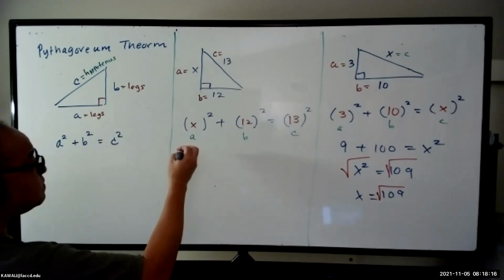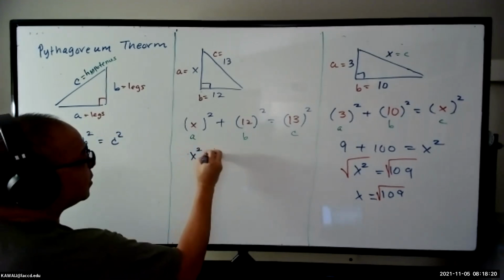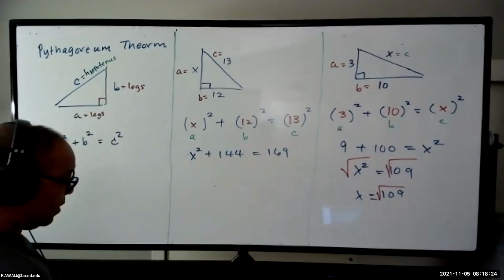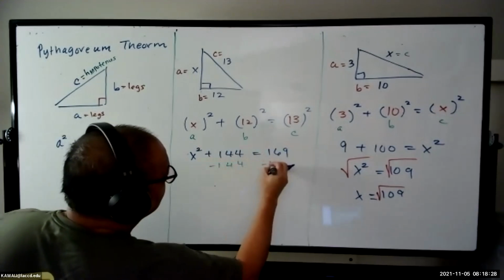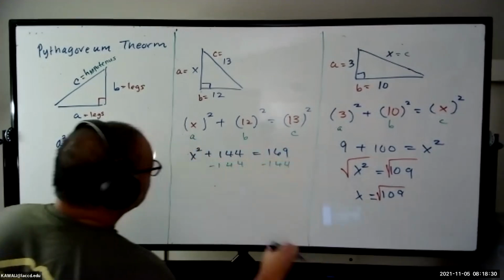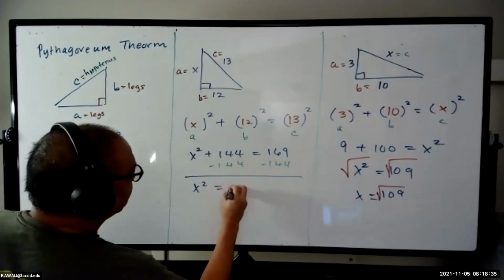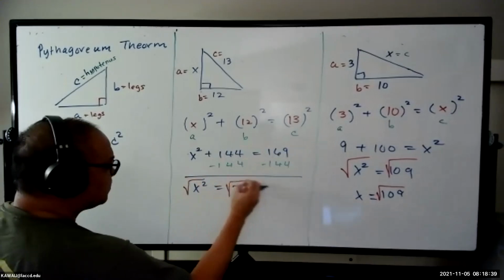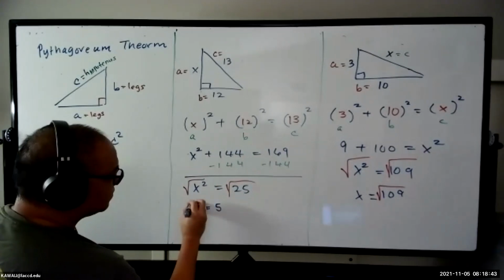So I have X squared plus 144 is equal to 169. And then we're going to subtract 144. And we get X squared is equal to 25. And then let's square root both sides. And then X is equal to 5.